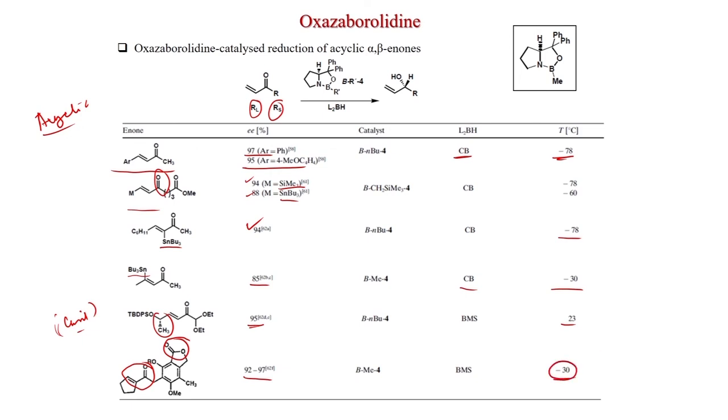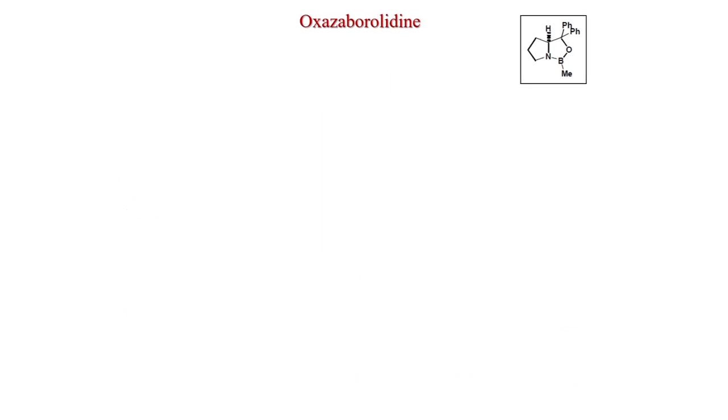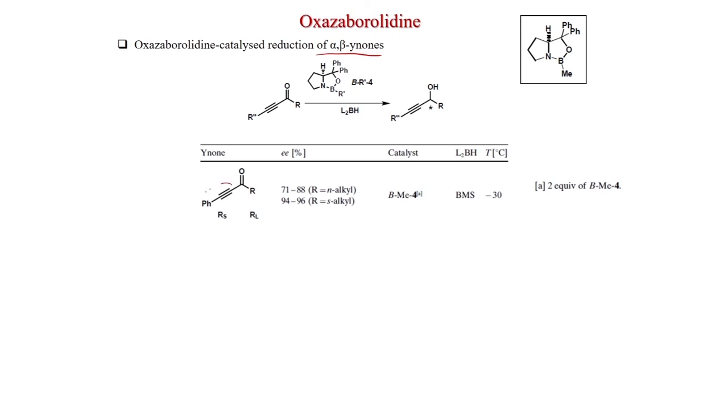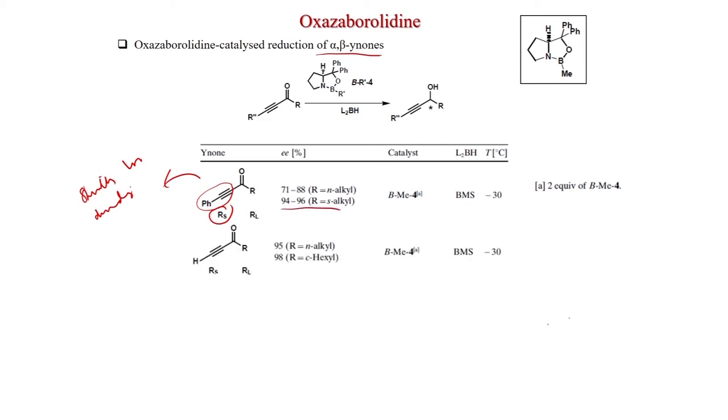So, different linear enones can be reduced with CBS catalyst. Also, not only enones, ynones can also be reduced, alpha beta unsaturated ynones like this. This is considered RS because this is the triple bond, less sterically demanding. That is why it is RS, and this group will be RL. And when R is n-alkyl, then 71 to 88% ee, R is secondary alkyl, you get 94 to 96% ee. Also, if there is no substituent, you also get high ee. In the n-alkyl and cyclohexyl case, you get 98% ee at minus 30 degrees centigrade.